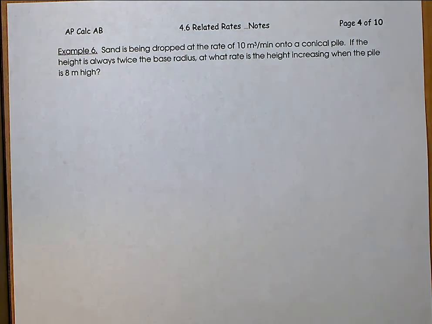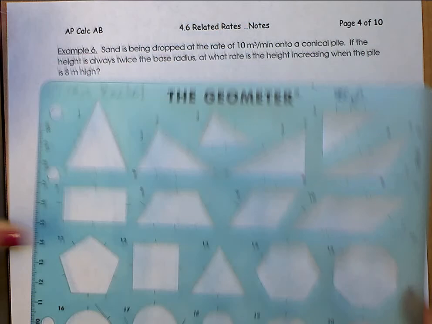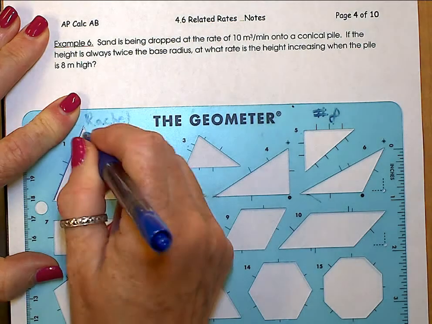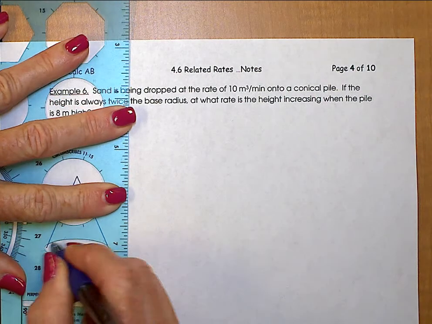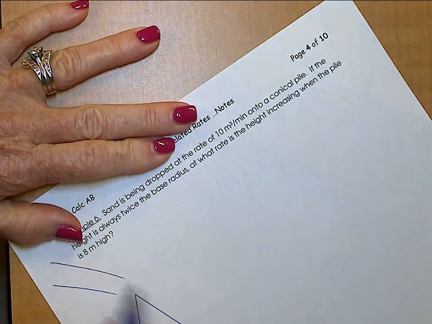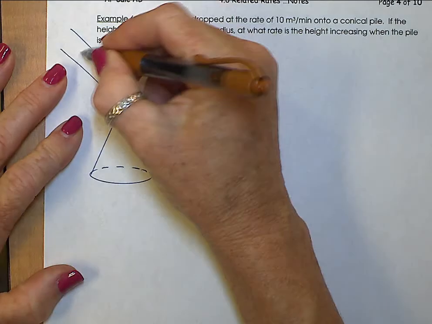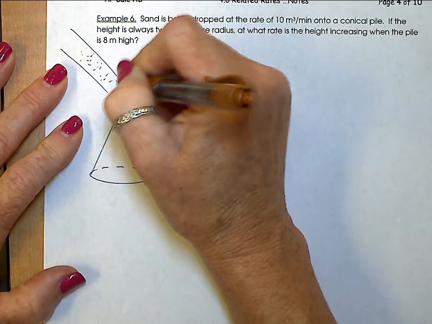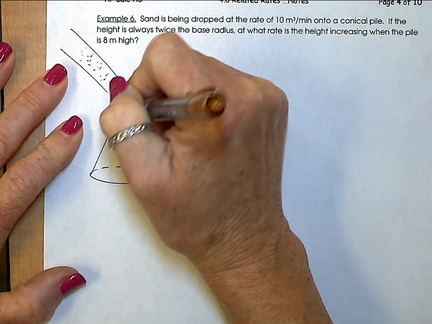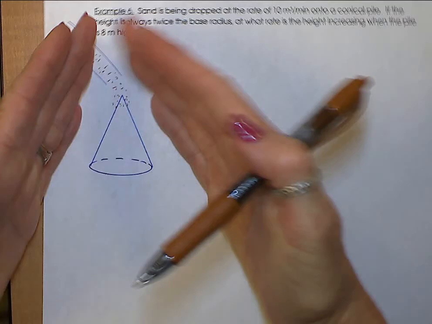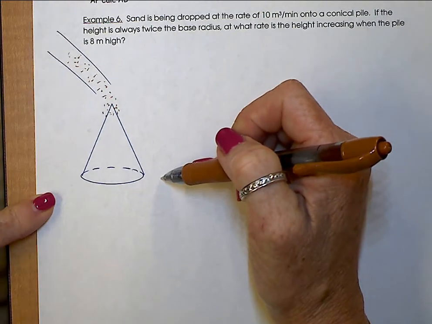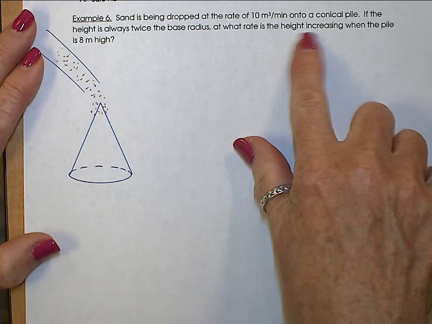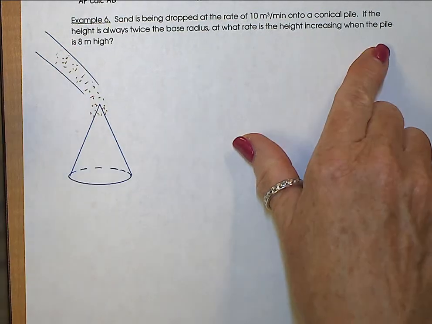A conical pile is a cone-shaped pile, so let's draw that. And what's really happening is sand is probably coming down some sort of chute here. And that sand is falling onto that pile, and as that sand comes down, the pile of sand gets taller and the base radius of that cone gets wider. We want to know how fast is the height changing when the pile is 8 meters high.